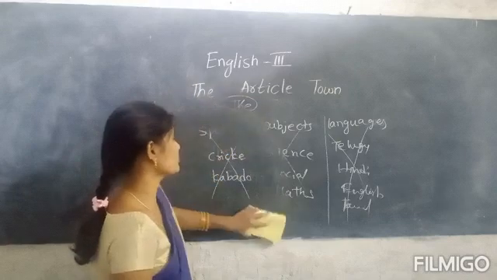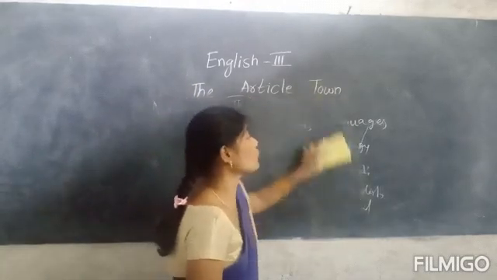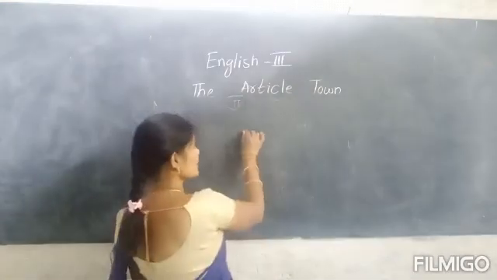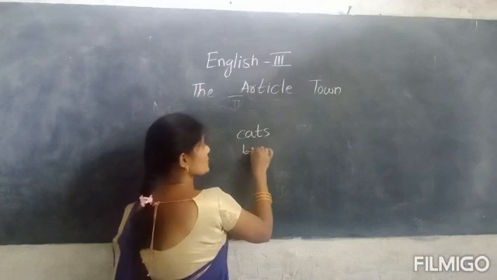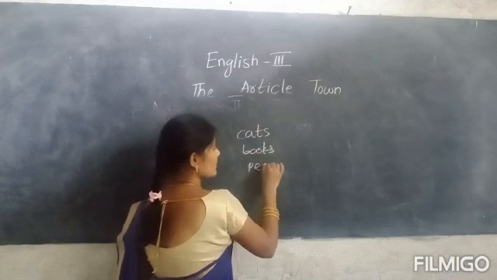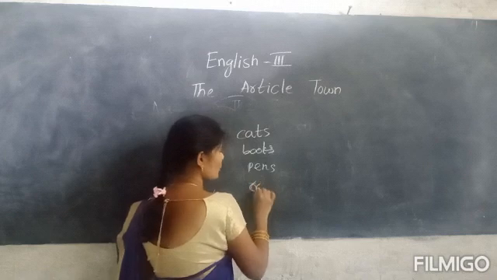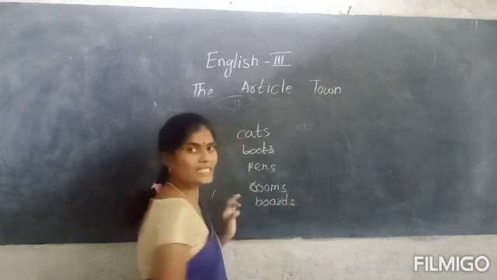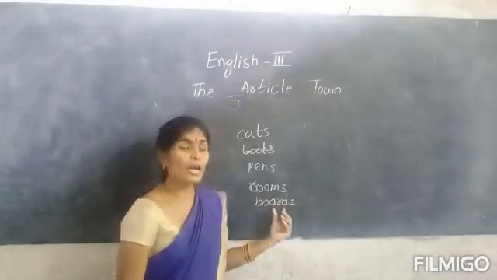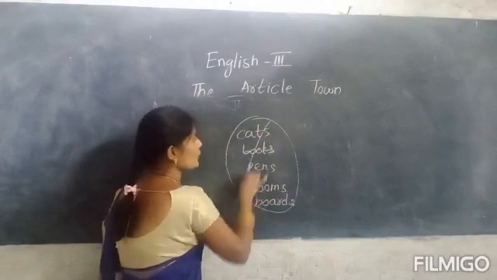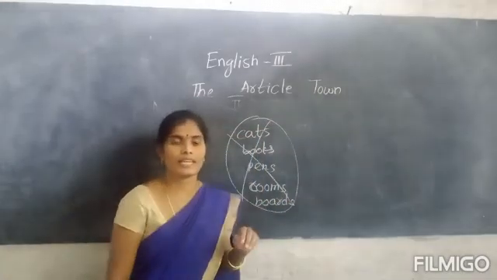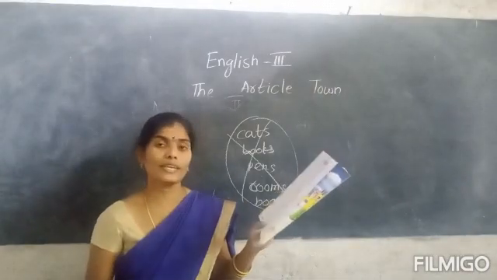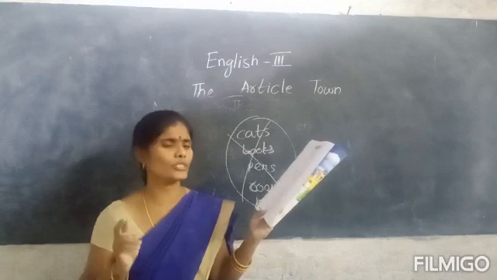And also before the plurals, plural form: cat, cats, books, pens, classrooms, rooms, boards, monkeys. These are the plurals, no? Before the plurals also we should not use any article. Don't need any article. Means we should not use any article.